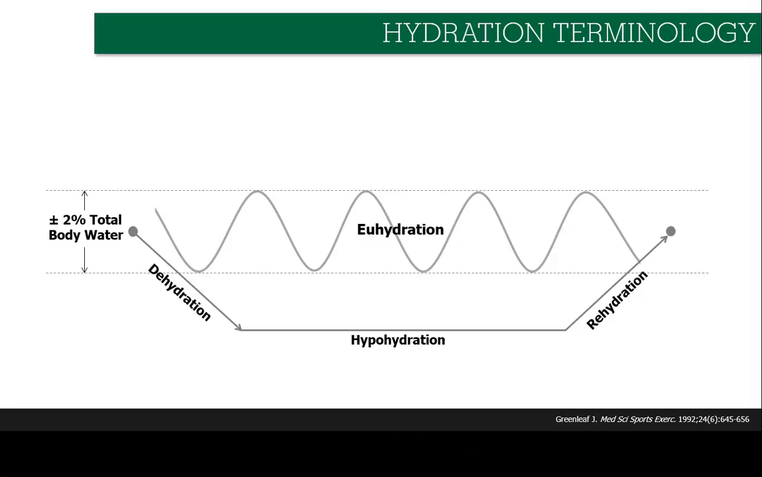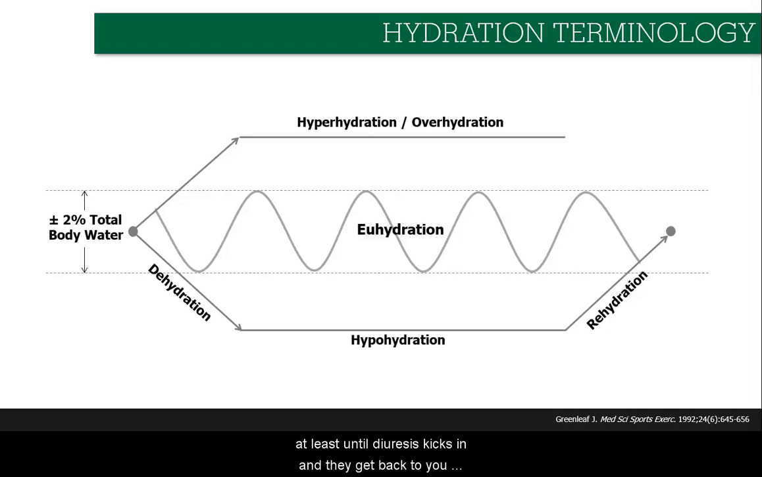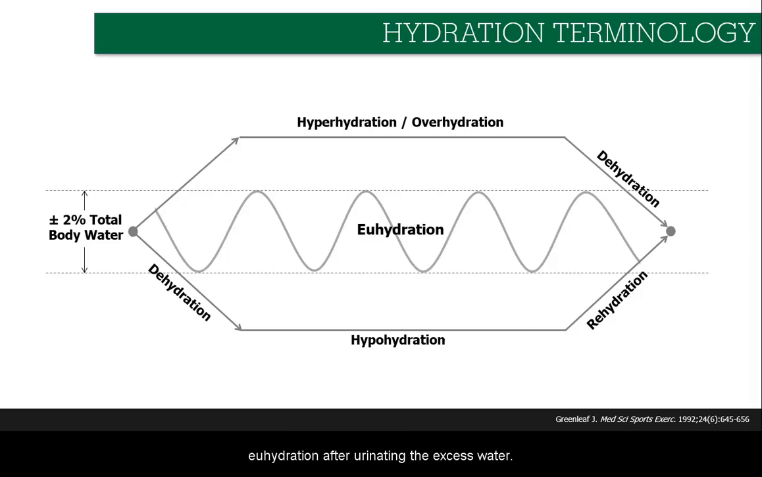euhydration. On the other hand, if someone overdrinks to the point where they've increased body water by more than about 2%, then they are now in a hyperhydrated or overhydrated state, at least until diuresis kicks in and they get back to euhydration after urinating the excess water.